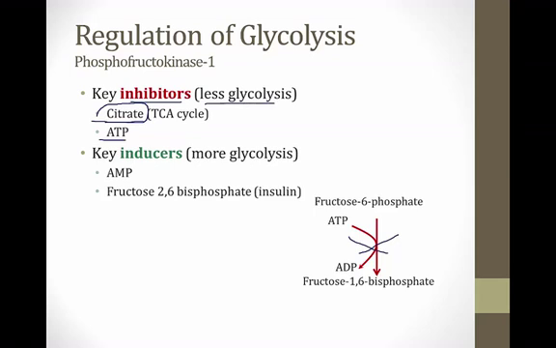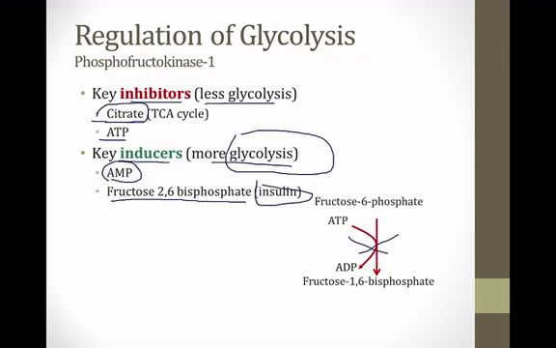When ATP is high, obviously the cell has lots of energy, and therefore it wants to inhibit this step and perform less glycolysis. On the other hand, key inducers of this step are things that represent the need for more energy in the cell, the need for more glycolysis. So when AMP levels are high, recall that AMP is a breakdown product of ATP. So when AMP levels are high, lots of ATP is being broken down, and therefore the cell needs more energy, so it wants to activate this step to perform more glycolysis. And then a second important activator of this step is a very important molecule called fructose 2,6-bisphosphate. And this molecule is the way in which insulin and also glucagon control the rate of glycolysis.